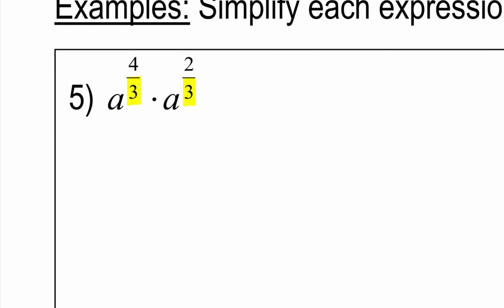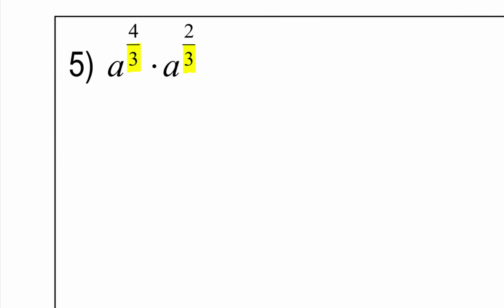So now I gotta look, am I multiplying or dividing? Well, the little dot is multiply, right? Of course, if it was divided, it'd be a fraction, like in number 7. So I'm gonna go ahead and rewrite this. I'll do A, and since I'm multiplying, I'm gonna do 4/3 plus 2/3.